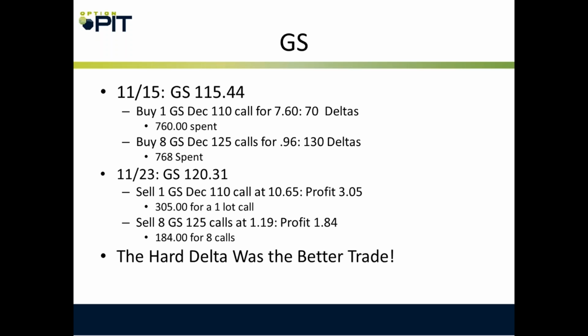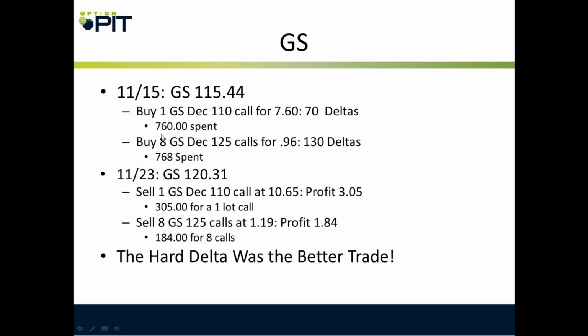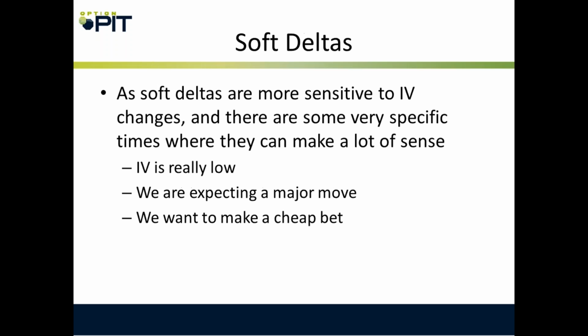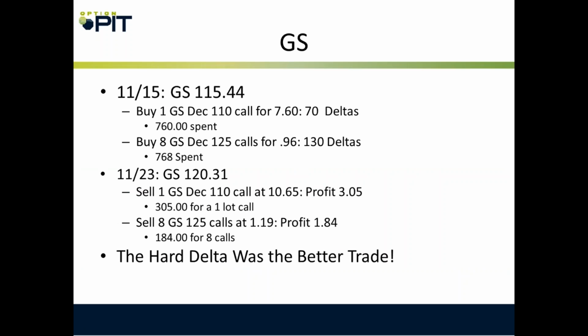If I buy one December 110 call for $7.60, I'm buying a 70 delta, a 70 correlation. I'm buying 70 deltas by 1. There's that delta. If I buy 8 of the 125 calls, I buy 130 deltas, right? Because 8 times 17 is about 130. And I spend $8 more.